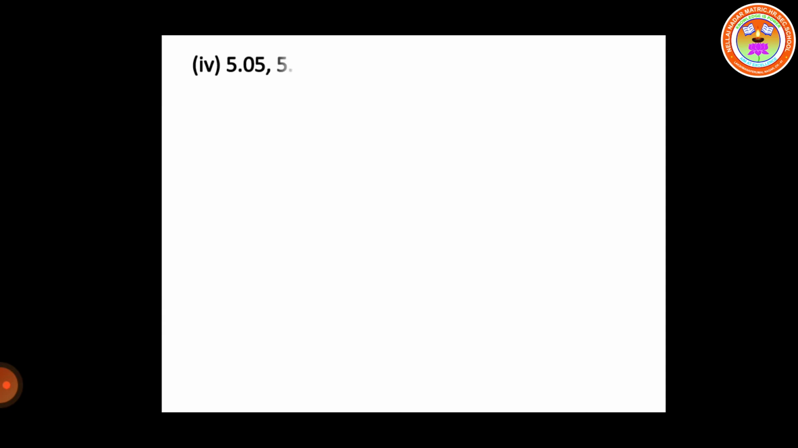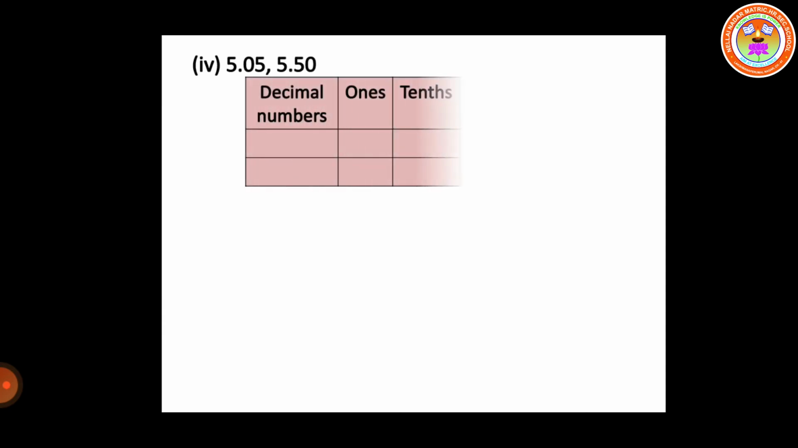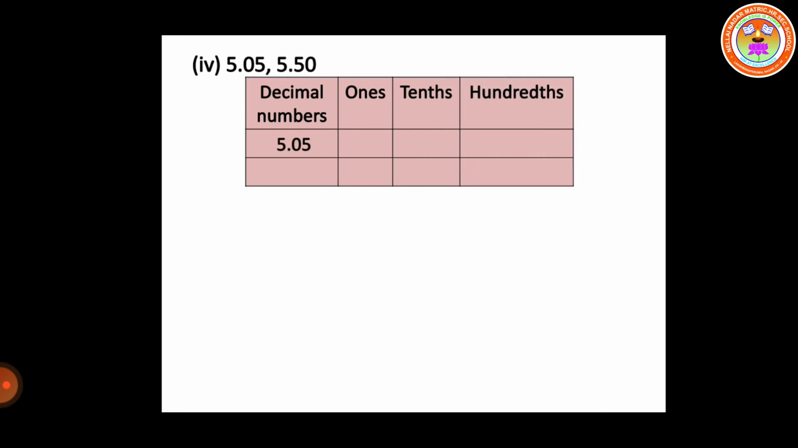Fourth subdivision 5.05 and 5.50. Place values. First decimal number they gave 5.05. Second decimal number 5.50. Ones place values. Before the decimal the first values 5 and 5. Tenths place value after the decimal the first values. First one 0. Second one 5. Hundredths place value after the decimal the second values 5 and 0.